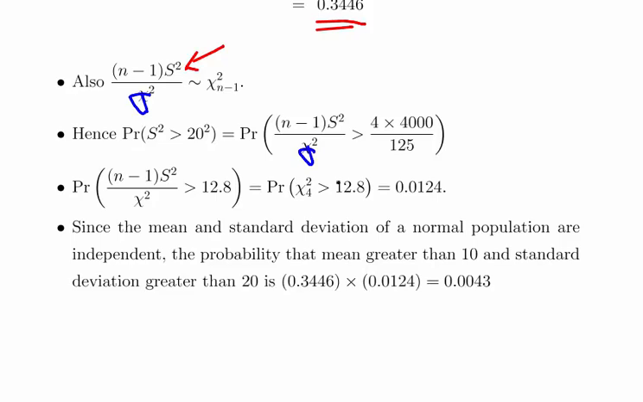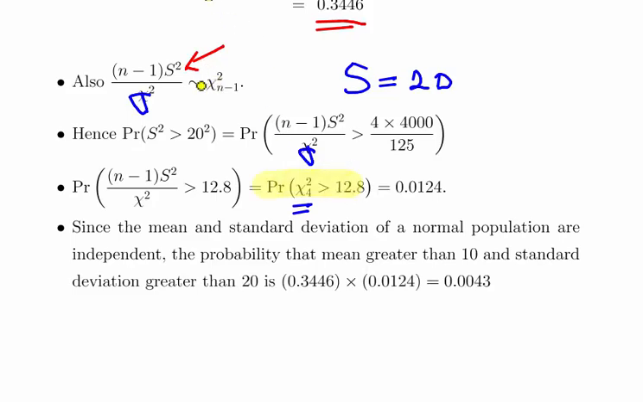So the sample standard deviation here is going to be 20, and that means 20 times 20 gives us S squared of 400. N minus 1 is 5 minus 1, which is 4. And sigma squared is 125. So essentially what we have to do is calculate the probability of this chi-squared value being greater than 12.8, with degrees of freedom equal to 4. So this is using the chi-square tables.